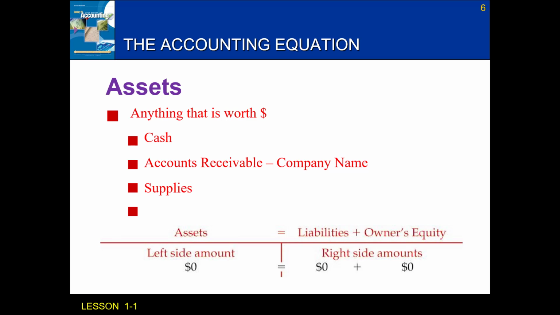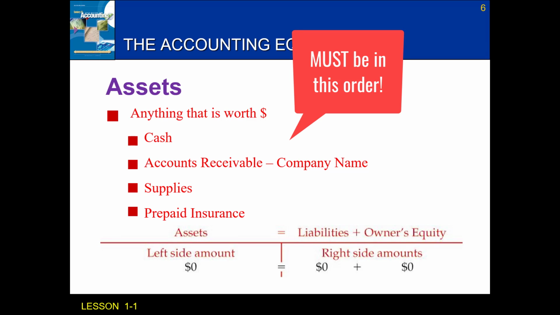The third asset is supplies. These are items my company owns, so maybe paper clips or pencils. Those are kind of dumb supply examples, but there you go. And the last type of asset is prepaid insurance. So my company may own insurance. These are all things that are worth money to my company, and they go on the left side of the accounting equation.